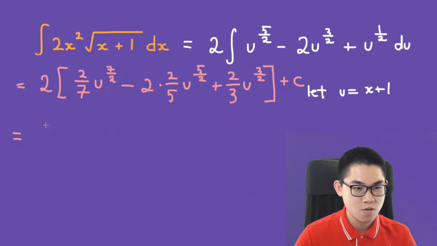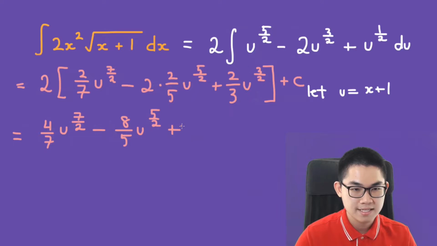2 times 2 over 7 is 4 over 7 times u to the power of 7 over 2, minus 2 times 2 times 2 over 5, that's 8 over 5, u to the power of 5 over 2, plus 2 times 2 over 3, which is 4 over 3, u to the power of 3 over 2, plus c.